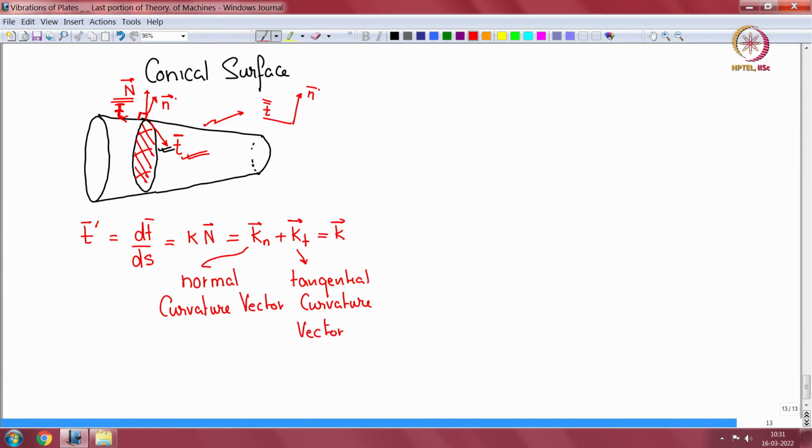Now Kn is equal to minus Kn, or let me give it a stylized scalar curvature value and the normal. They are opposite in sense.